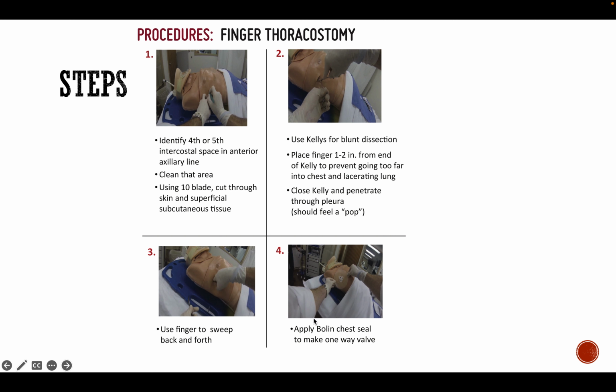And then if you have one available, a one-way seal. But in this particular case, we didn't have that. We had to await a chest tube kit down from the CVOR in order to place a chest tube. Any questions?